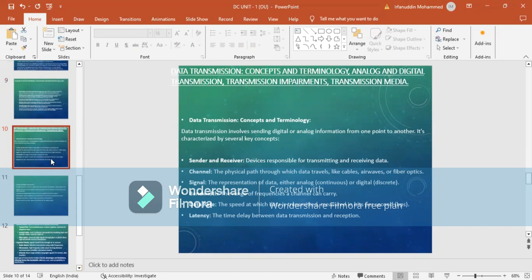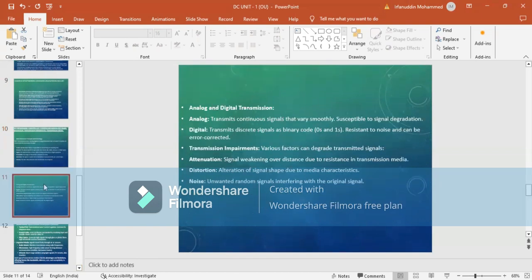Sender and receiver are devices responsible for transmitting and receiving data. The channel is the physical path through which the data travels, such as cables, radio, and fiber optics. Signals are the representation of data, either analog, digital, or a combination, and can be continuous or discrete, asynchronous or synchronous. Bandwidth is the range of frequencies the channel can carry. Data rate is the speed at which data is transmitted, measured in bits per second. Latency is the time delay between data transmission and reception.